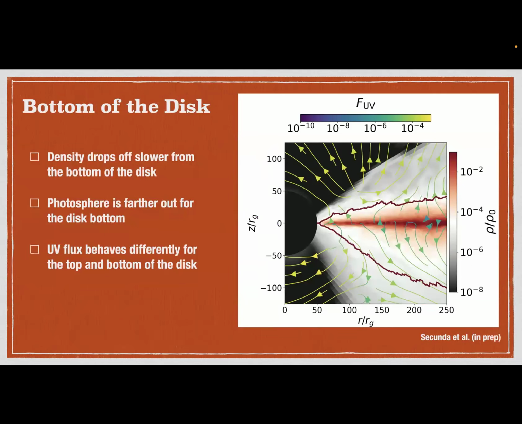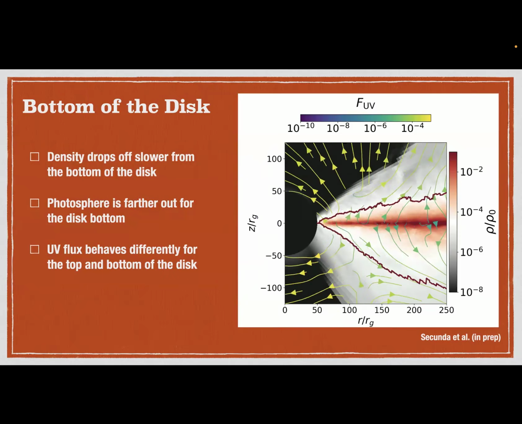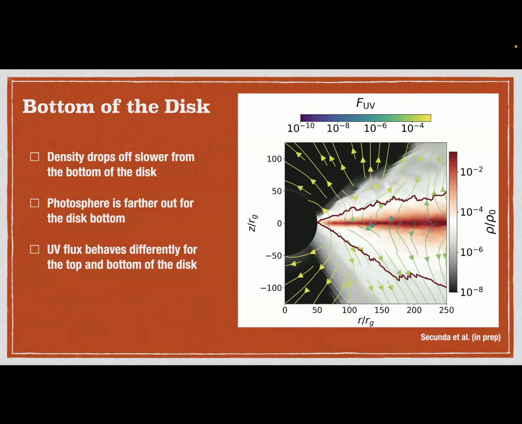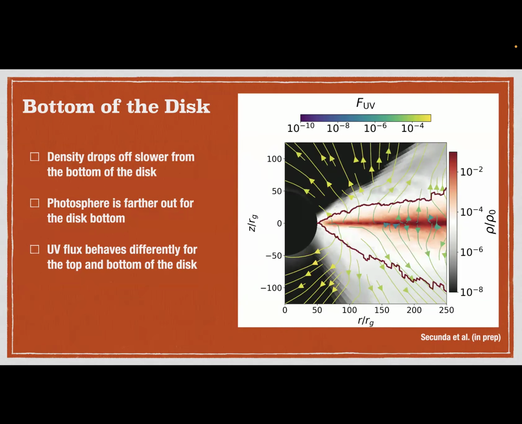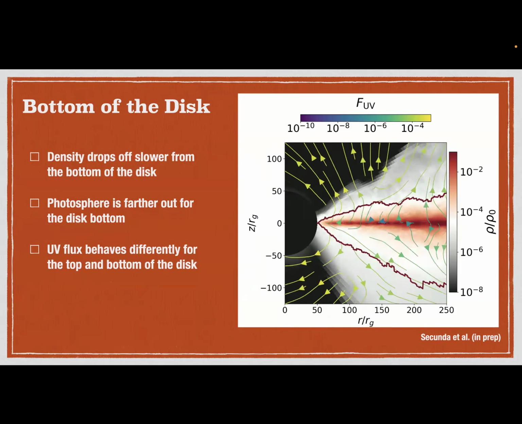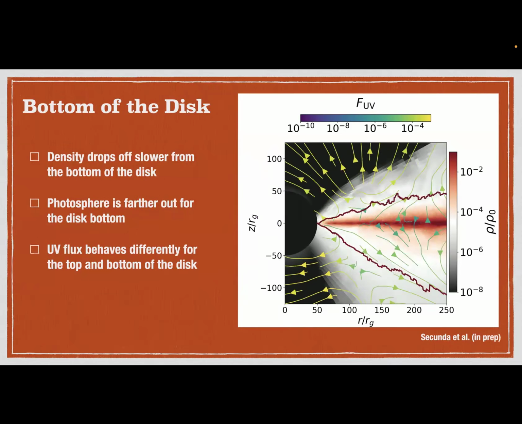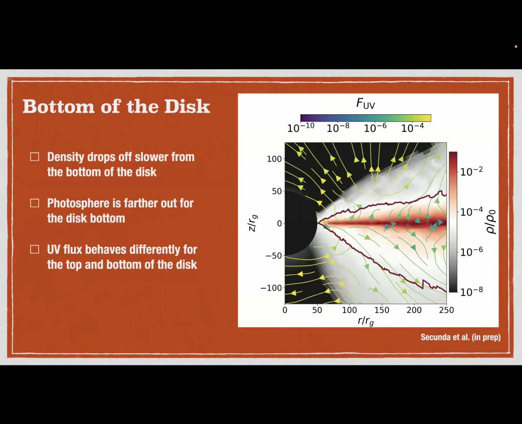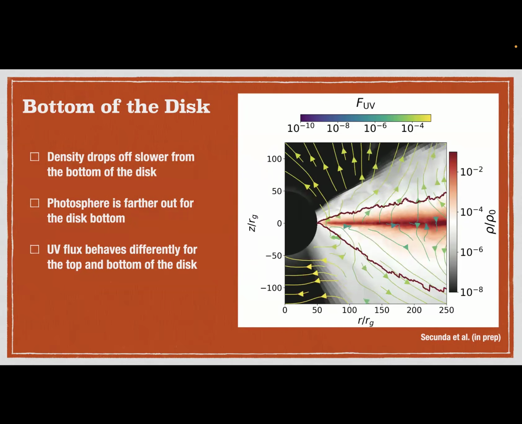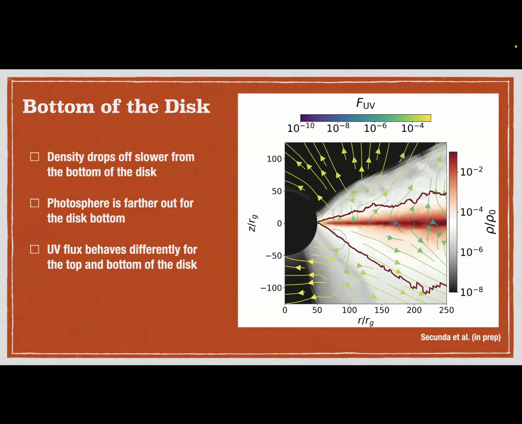But then we have our problem child, which is the bottom of the disk. So I'll leave the top exposed so you can compare, but you can see very clearly, right, the density drops off more slowly from the bottom of the disk. The photosphere, that red line, is much more puffed out. It's much further down from the bottom of the disk than the top of the disk. So now we have kind of a thick disk with a bit of an outflow.